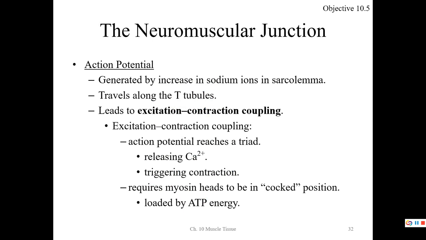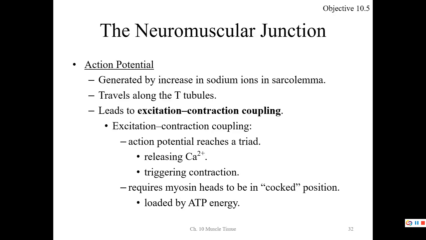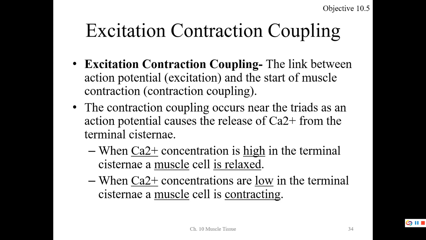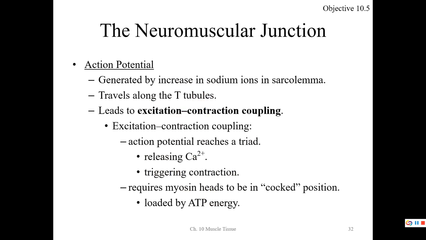Now, what I'm going to basically do is end it with this and then pick it up again. And we'll do excitation-contraction coupling and talk about muscle contraction in the next lecture. So basically, when the sodium ions go to the sarcolemma and come into the muscle fiber, they cause an action potential to be generated. That travels along your T-tubules, goes down the T-tubules, and gets to a triad. The triad releases calcium and triggers a contraction.